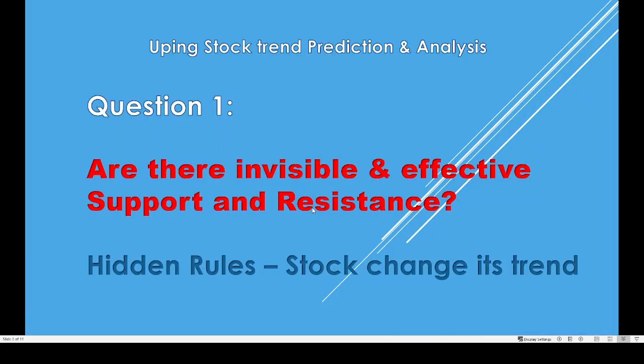Let's go to question number 1. Are there invisible and effective support and resistance? The answer is yes. There are some kind of hidden rules, and when the stock price hits this kind of effective support and resistance, the stock price trend will change with a high probability.